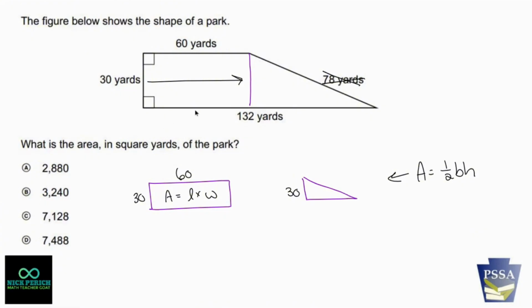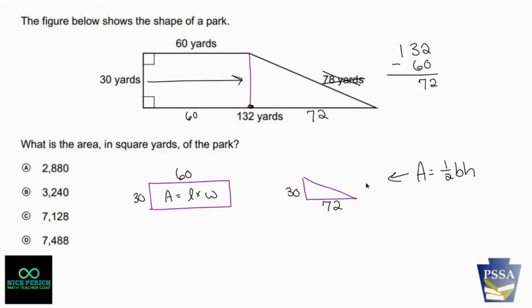I know that this part right here is 60. I know the whole thing is 132. So this remaining part is going to be 132 minus 60. So that's going to be 2. 13 minus 6 is going to be 7. So this guy right here is 72.